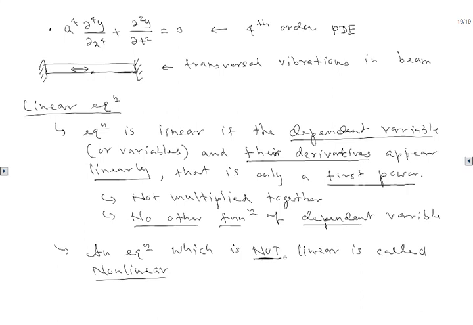An equation is linear if the dependent variable and its derivatives appear linearly. That means they cannot have squared powers, square root terms of the derivative, square root terms of y, y cubed, y square root, those kinds of things. So let's look at several examples and then it will be very clear.